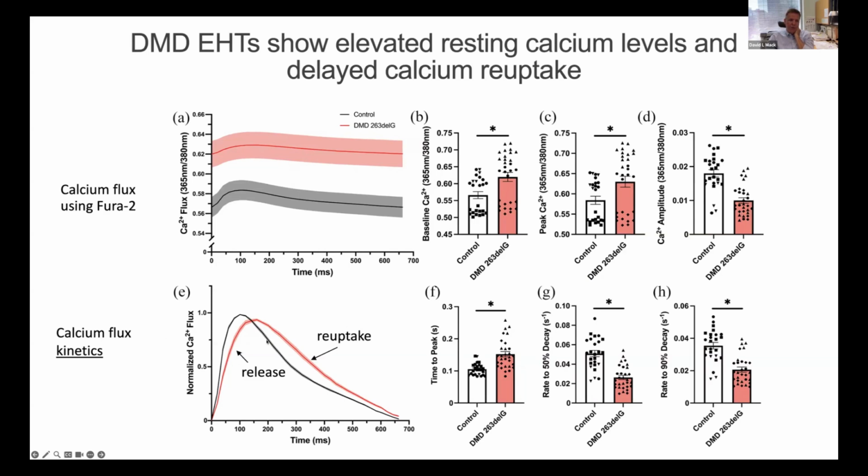Again, standardizing those curves so they can be overlaid, we see a delayed release of calcium into the sarcoplasm and a delayed calcium reuptake. So the time to peak is slower, the time to 50% decay is faster, but the rate of the overall decay is also faster.